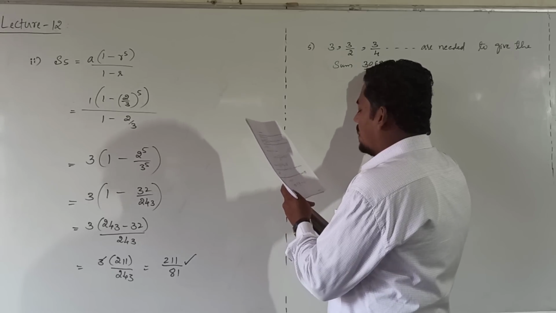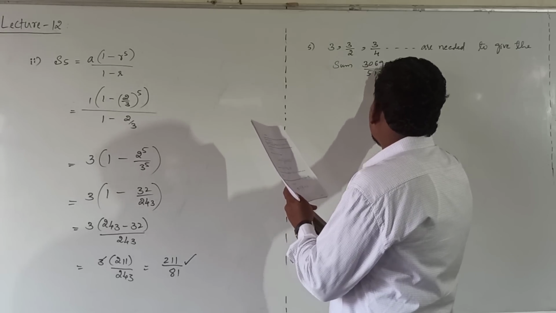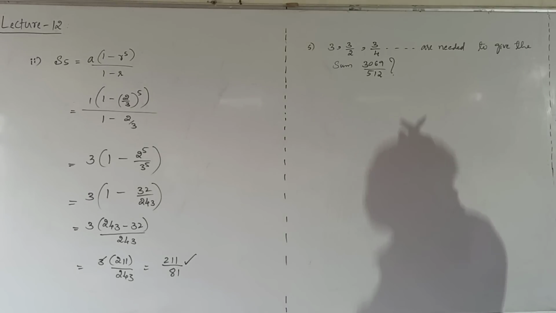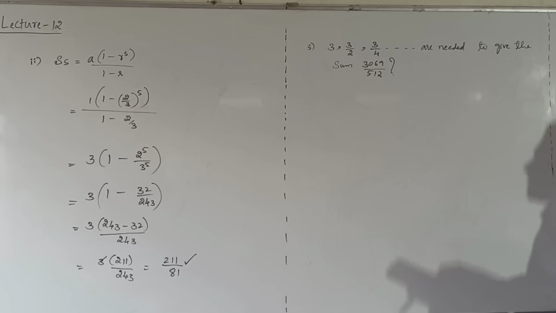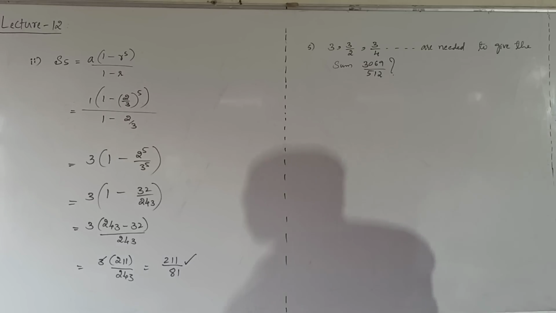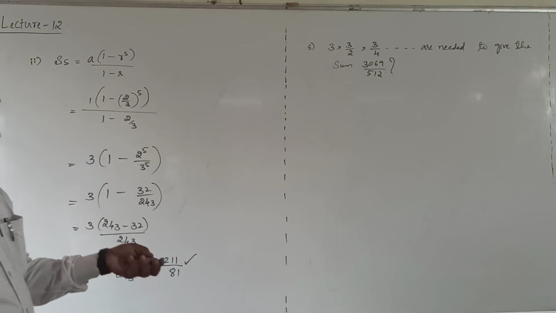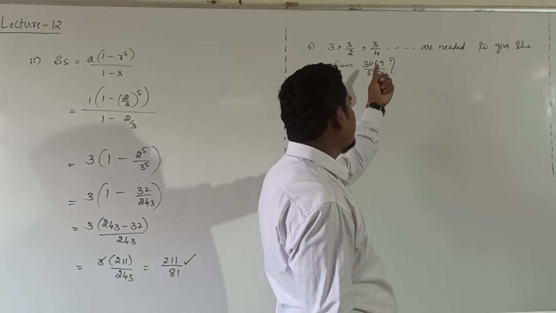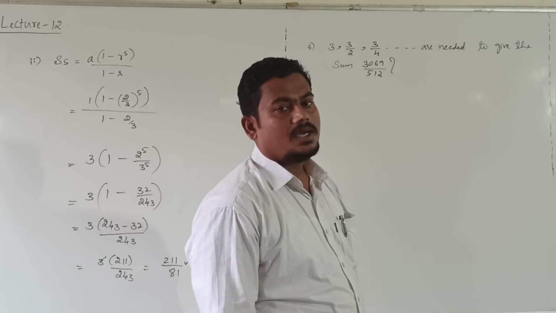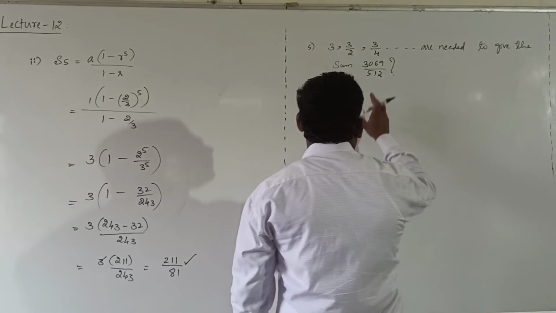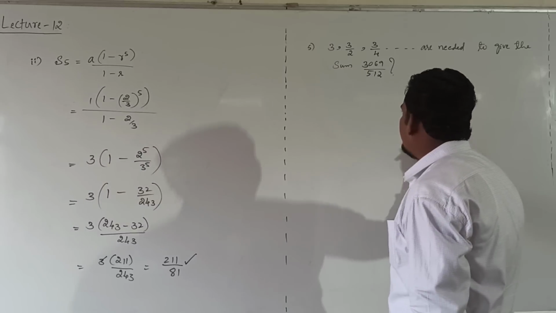3069 divided by 512? How many terms are needed to give the sum 3069 divided by 512?